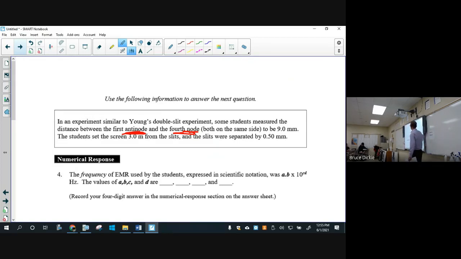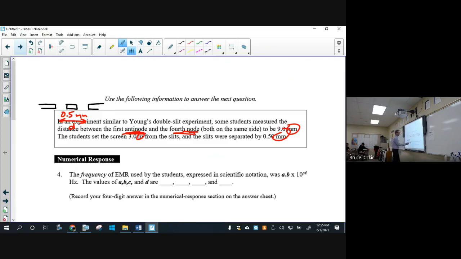The student set the screen 3 meters away. Watch those units, meters and millimeters. Slits were separated by 0.5 millimeters. Let's draw this out. Here's the slit spacing, which, by the way, the slits were separated by 0.5 millimeters. That's D. Make sense? All right.